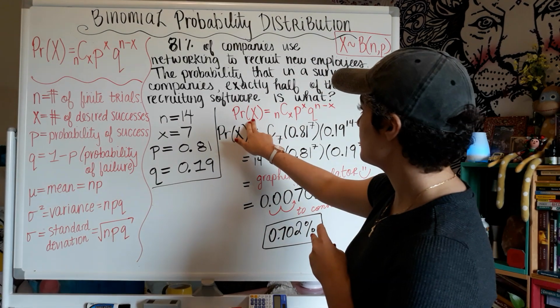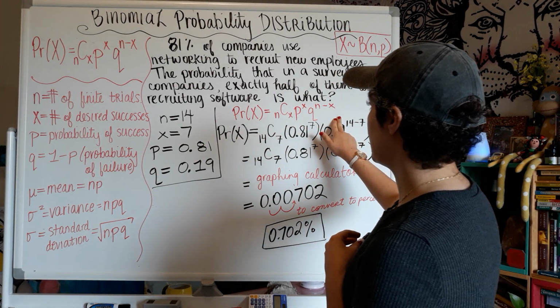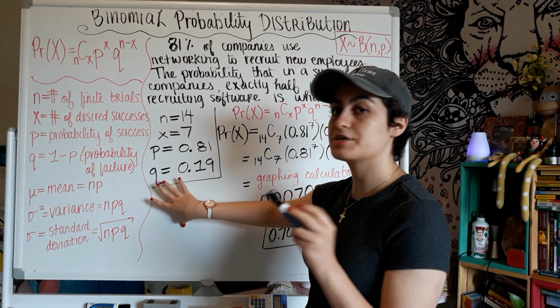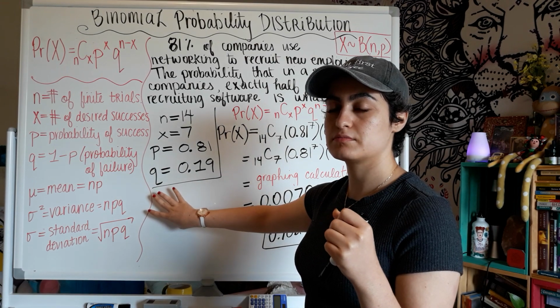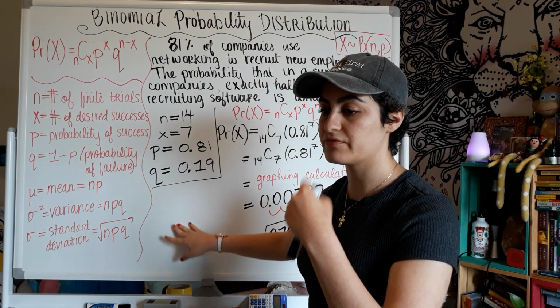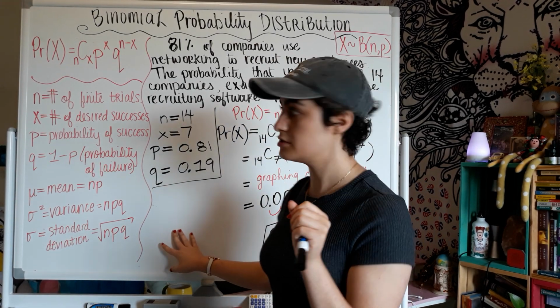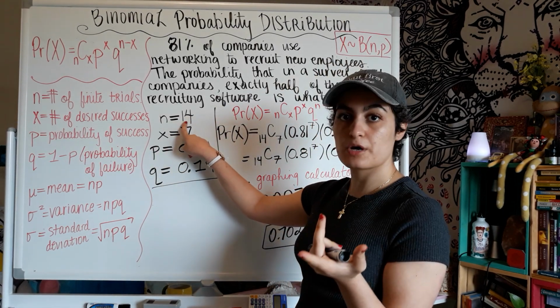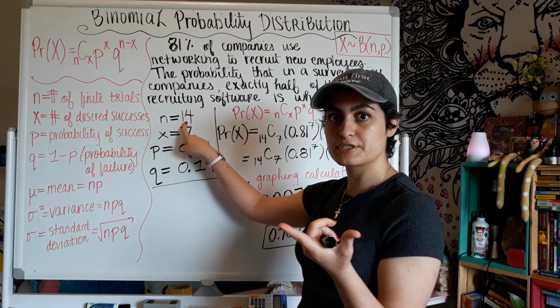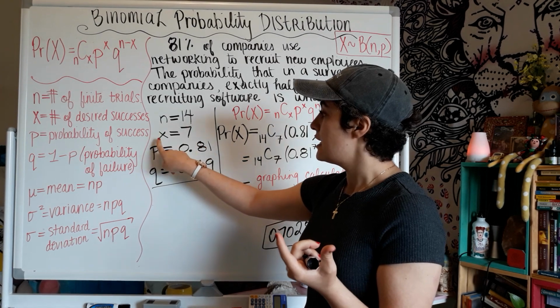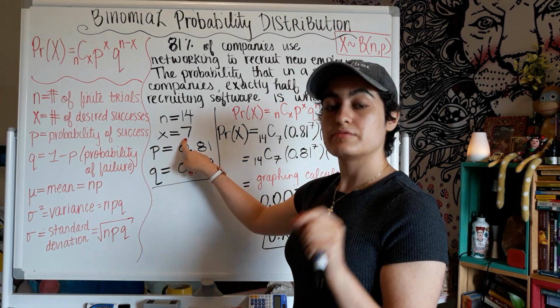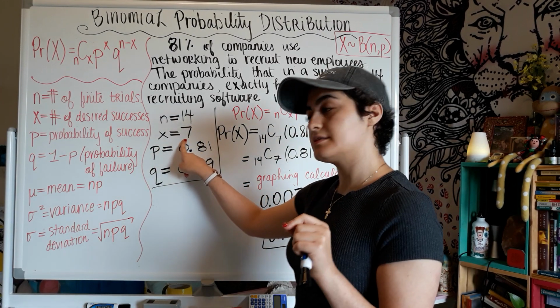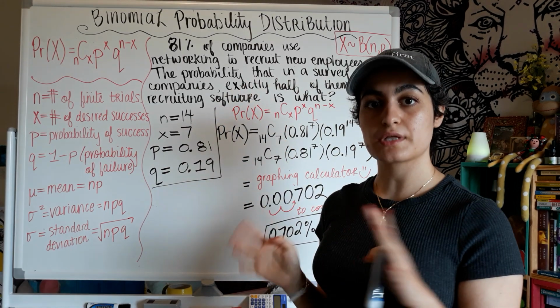So this is the formula in question. And I've already labeled, listed, and decided what the variables are assigned to what numbers. So n is the total sample size, which is 14. x is the number of desired successes. And they said they want exactly half, so that would be 7.